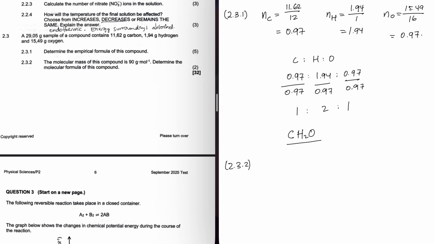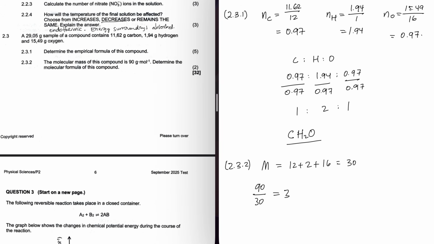Question 2.3.2 says, the molecular mass of this compound is 90. Determine the molecular formula. So the empirical mass is going to equal 12 plus 2 plus 16, and that's equal to 30. So the actual molecule has a molar mass of 90. What we have is 30, so that's equal to 3.